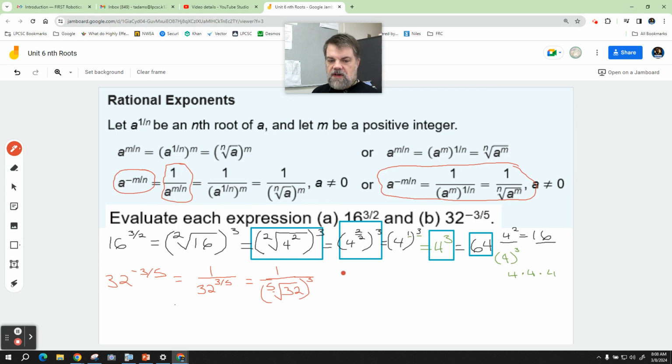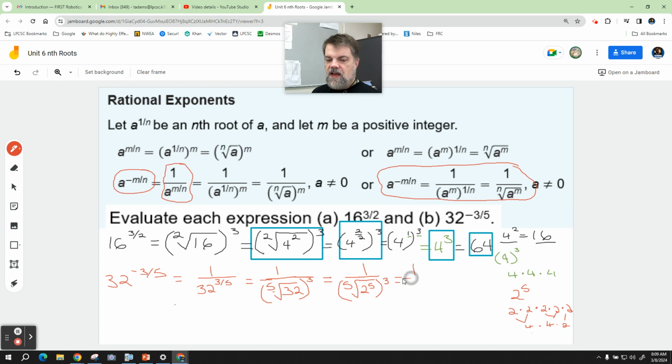So we rewrite this as the 5th root of 2 to the 5th because we know that 2 raised to the 5th power is 2 times 2 times 2 times 2 times 2. If you multiply those out, this is 4. These are 4. And then you're stuck with a 2 here. 4 times 4 is 16. 16 times 2 is 32. So we can rewrite it like that. And then this is raised to the 3rd power.